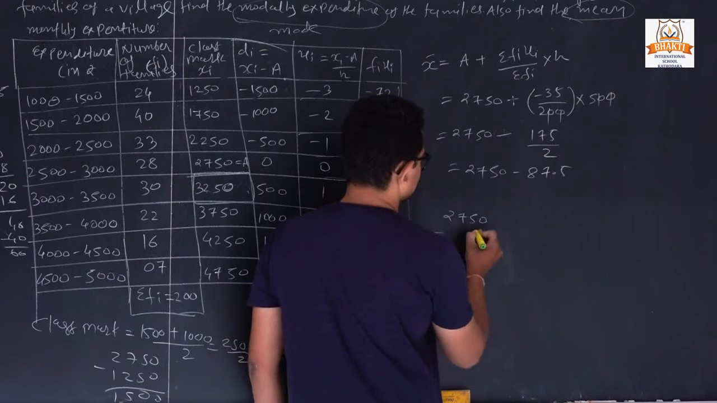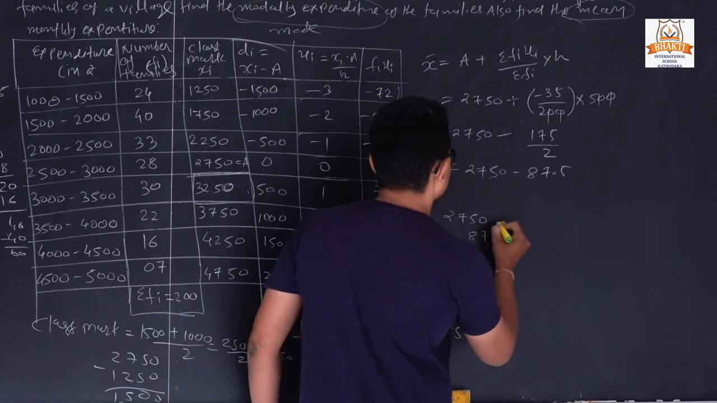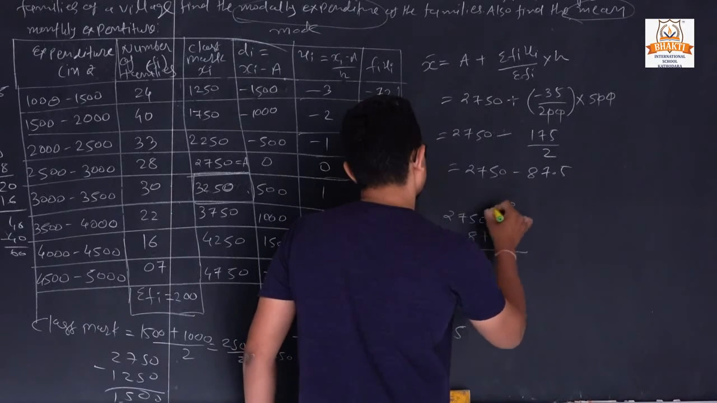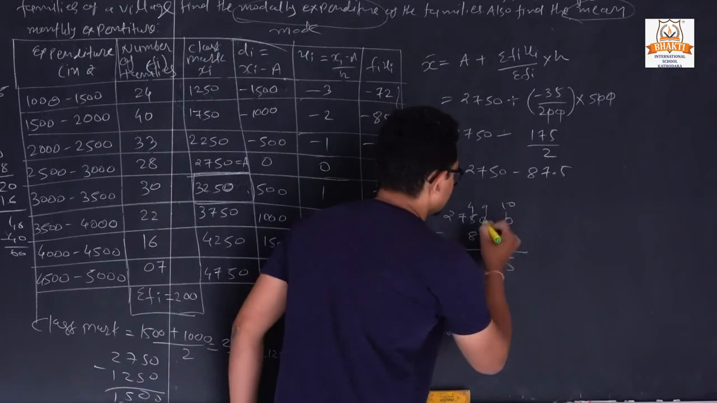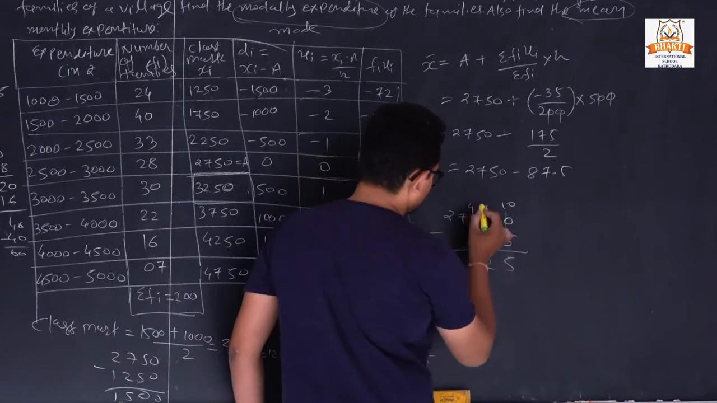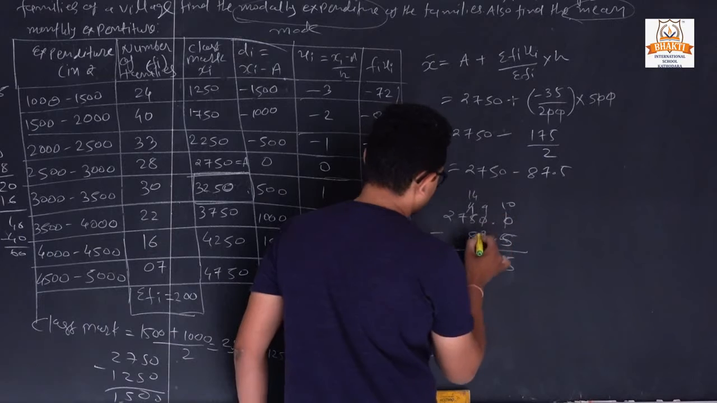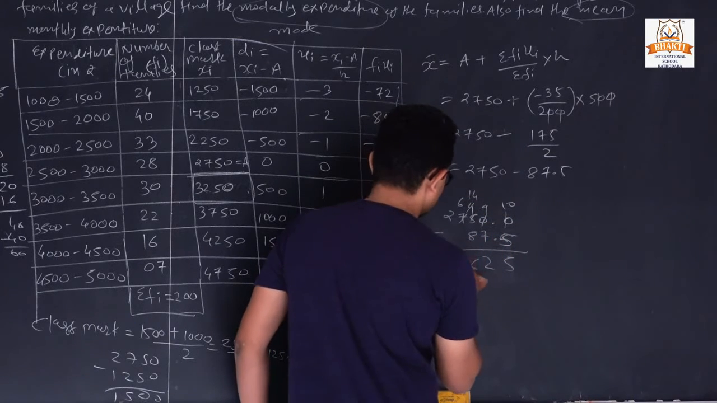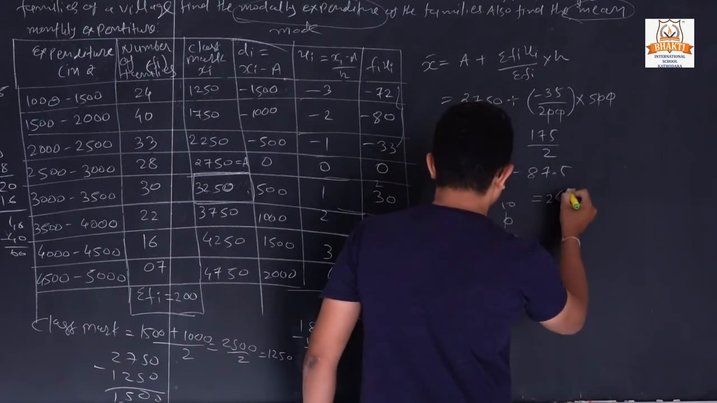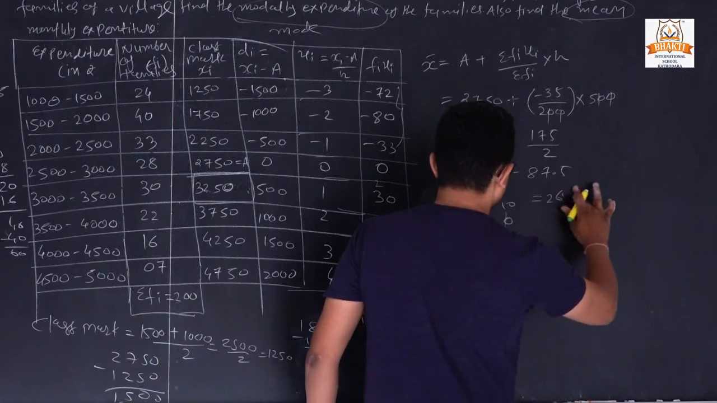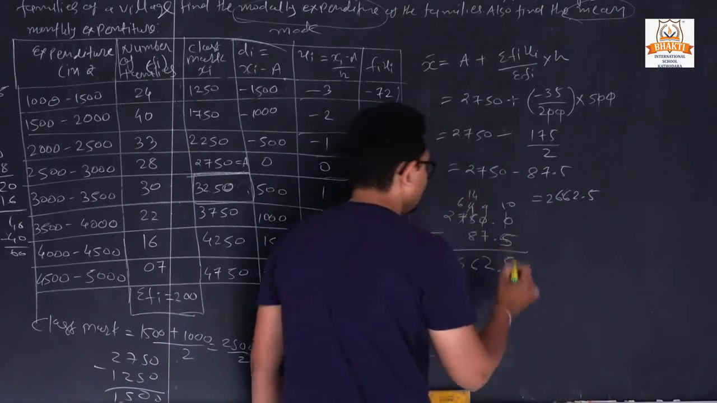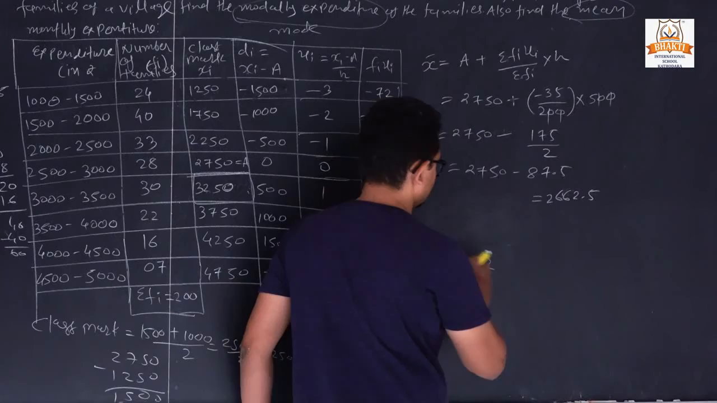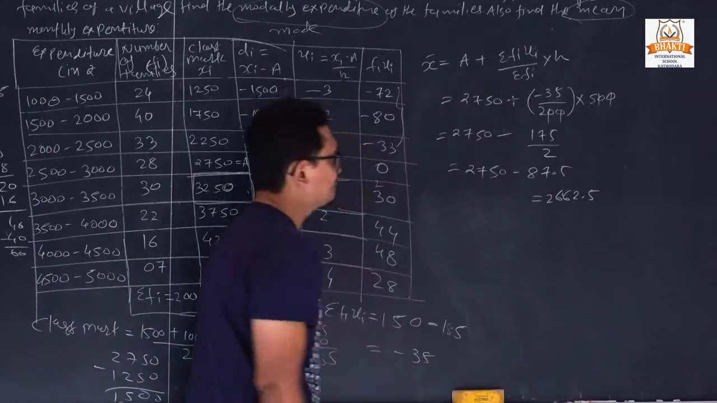Now finally we subtract: 2750 minus 87.5. So the answer is 2662.5. So it is our answer for the mean.